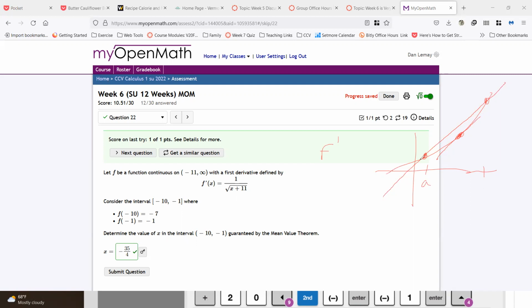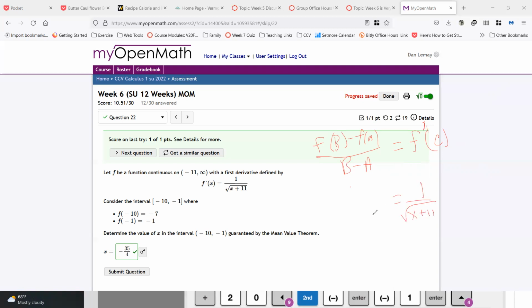So the formula is, and I hope you've read it in the book or somewhere, f of b minus f of a over b minus a, that average rate of change, equals f prime of c, for some number c. We want to find the value of c where the derivative is the same as the secant line slope. So we've got the derivative. That's nice of them. Here's the derivative, 1 over the square root of x plus 11. And we want to find out that average rate of change.